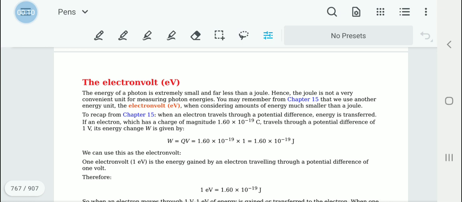Now, a photon contains an extremely small amount of energy, very much less than a joule. So the joule is not quite a suitable unit to measure the energy of a photon. Instead of this, we use another energy unit, that is the electron volt.